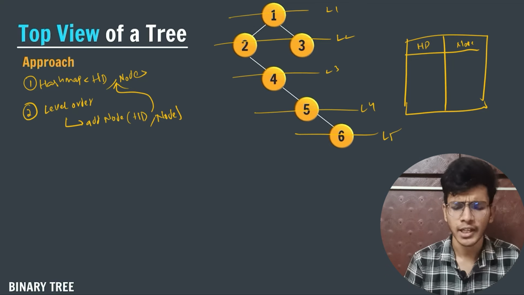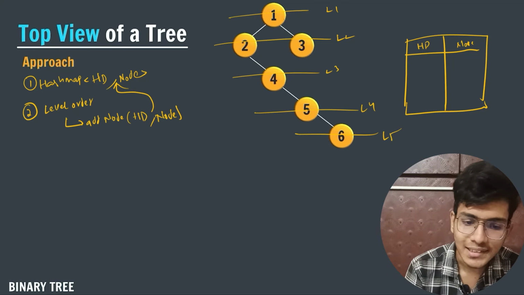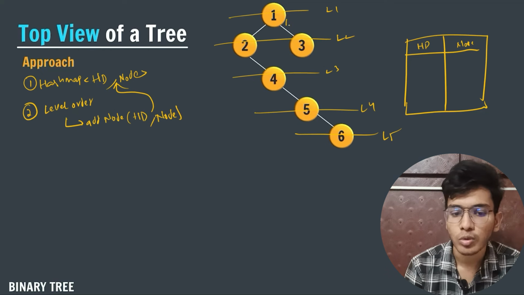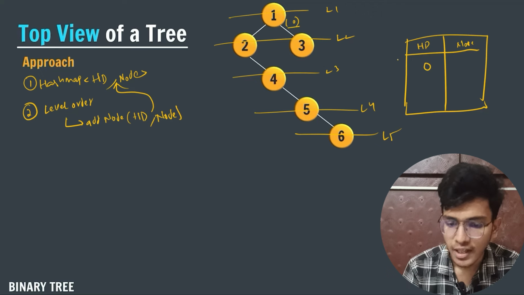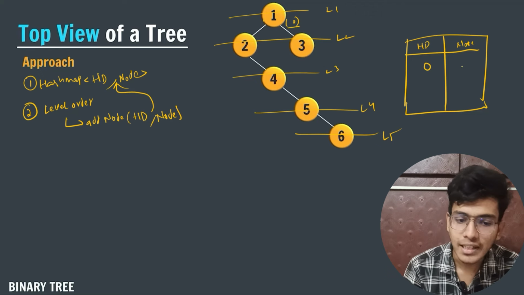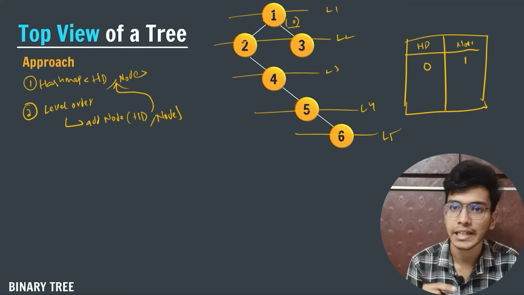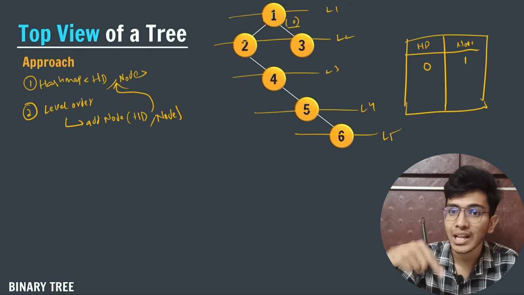Now here what I will do is that, what is the root node distance? The root node distance is 0, right? First of all I will store 0 here. After that I will store the node, so I will store 1 here. Now I will go to level 2.